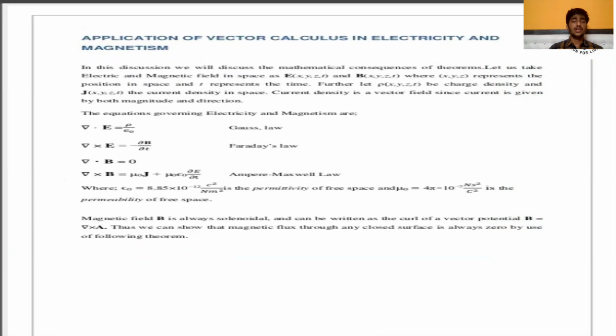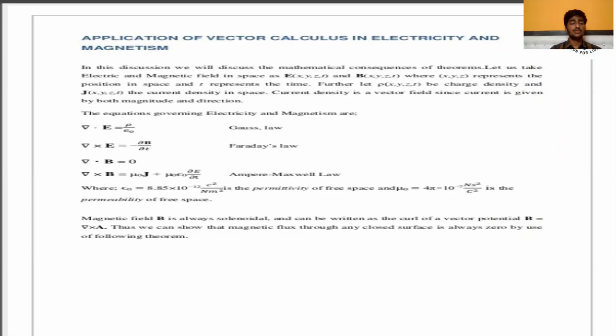The equations governing electricity and magnetism are: divergence of E is equal to rho by epsilon naught, Gauss's law. Curl of E is equal to minus dB by dt, Faraday's law. Divergence of B is equal to 0.